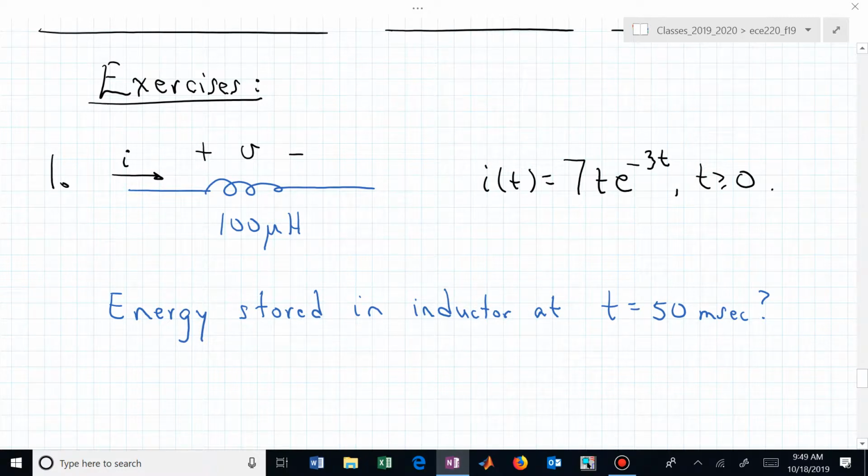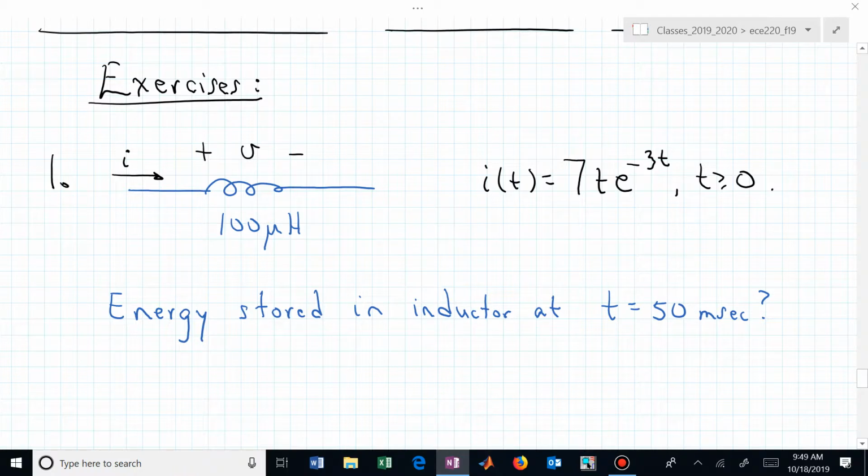So here's the first exercise. We have an inductor governed by ELI, and we're told the current. I is equal to 7t e to the minus 3t, and we want to know what's the energy stored in that inductor at time 50 milliseconds.